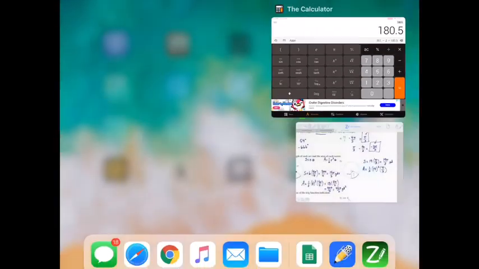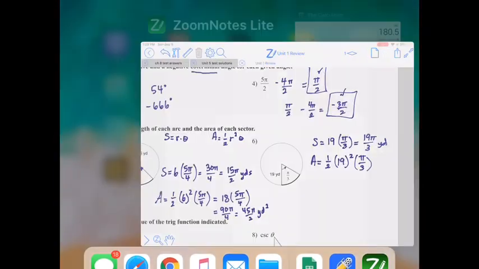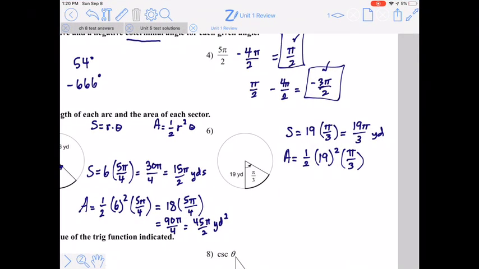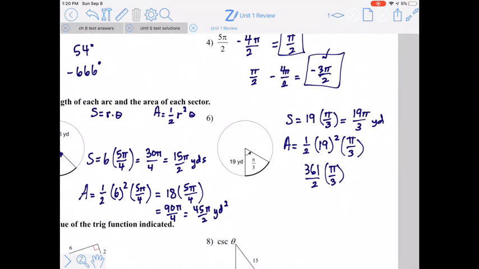So that's not going to divide evenly. So we have 361 halves times pi over 3 equals 361 pi over 6 square yards.